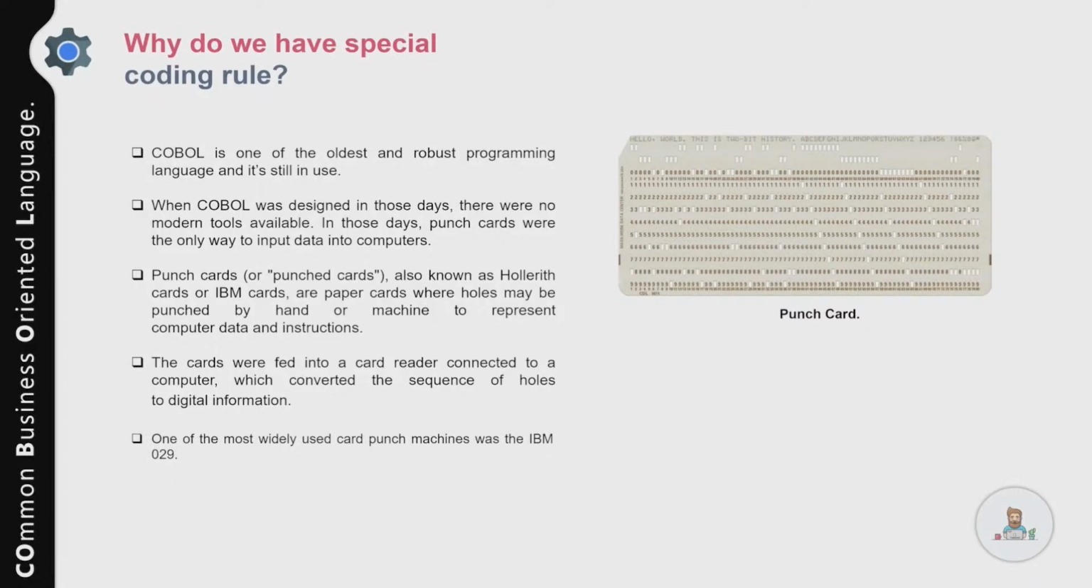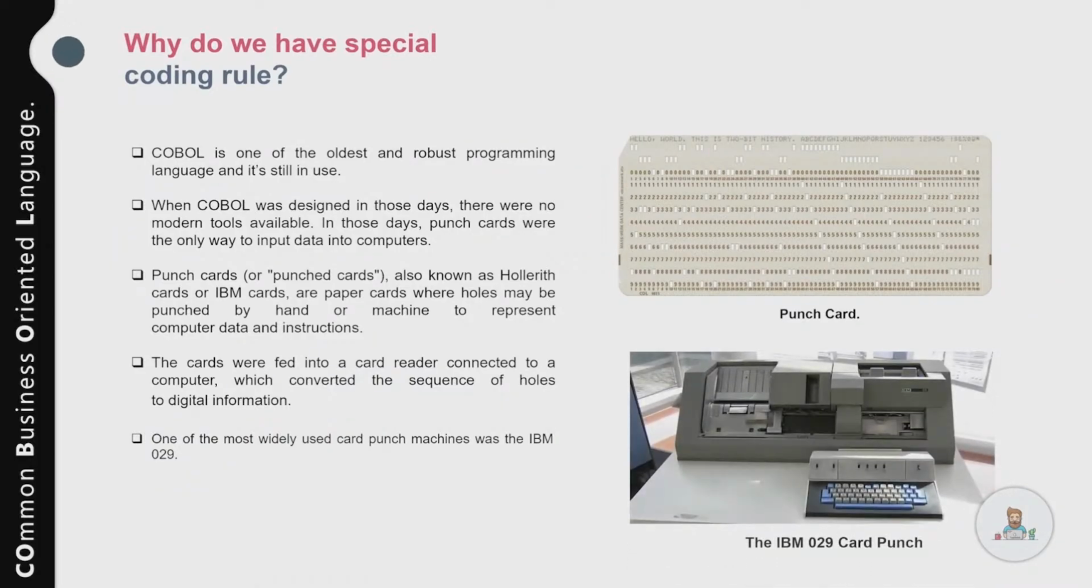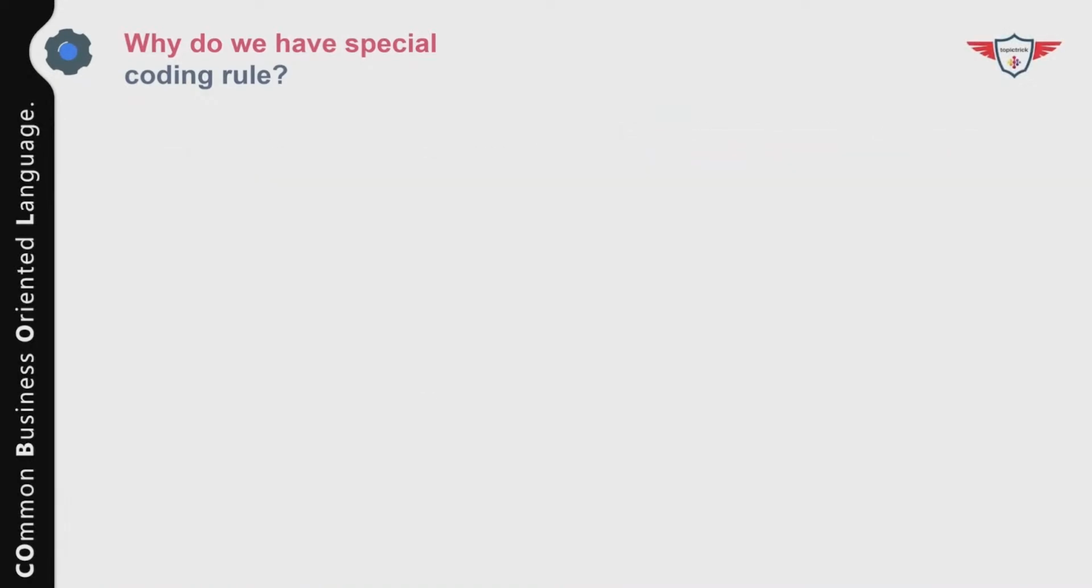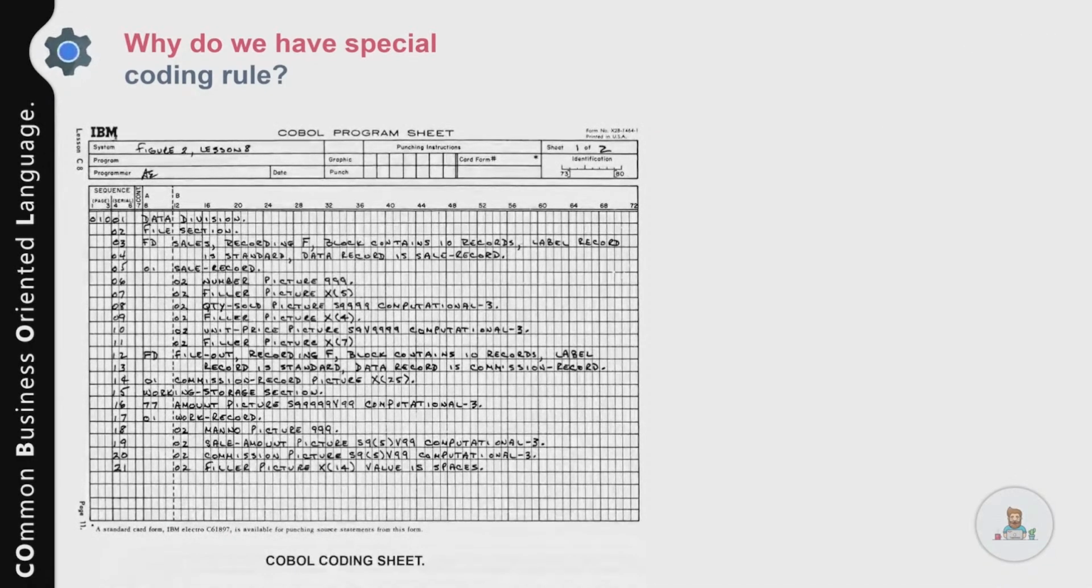If you look at the right hand side of your screen, you'll notice a sample punch card with a certain set of holes, and these holes represent information that can only be understood by a punch card reader. The punch card reader reads this set of information with the help of these holes and translates that into digital information. And last but not the least, one of the most widely used punch card machines was the IBM 029.